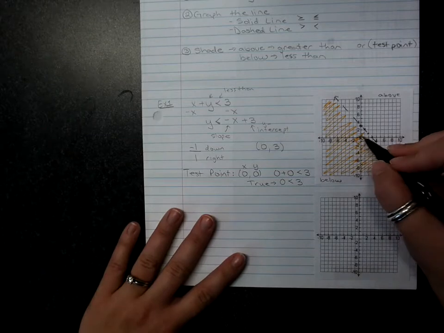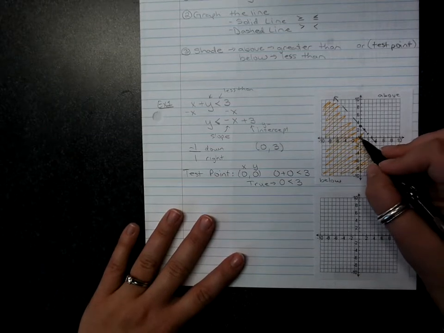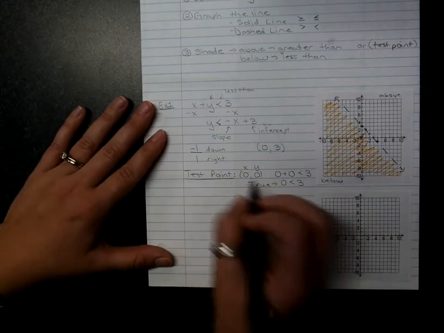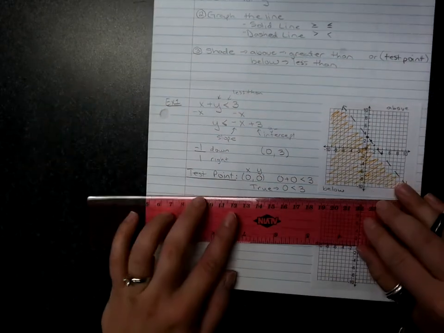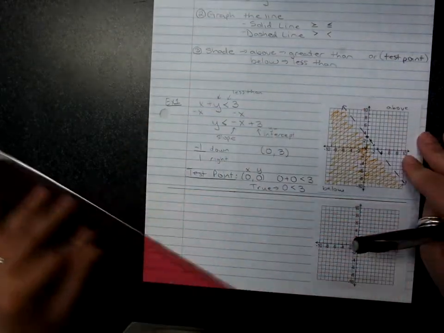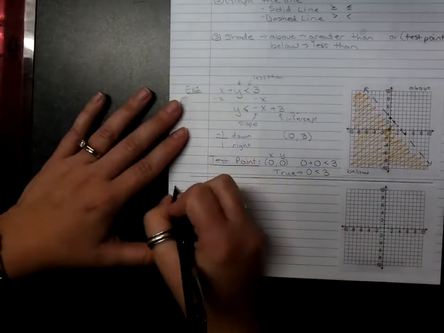I shade the side with 0, 0. If it's false, I would shade the other side. So that's the test point method. I don't really like it. I like to just look and see above or below, but it's up to you, whichever way makes more sense to you. Alright, let's do another one.